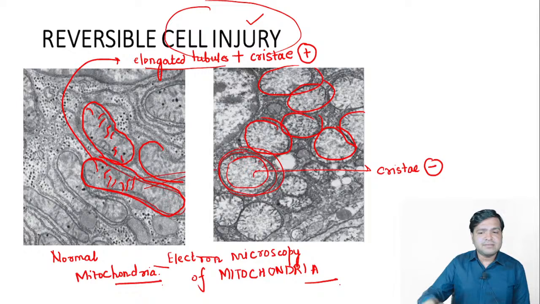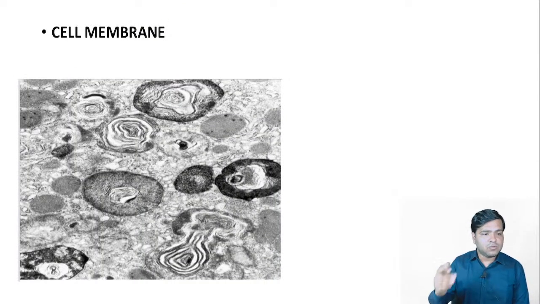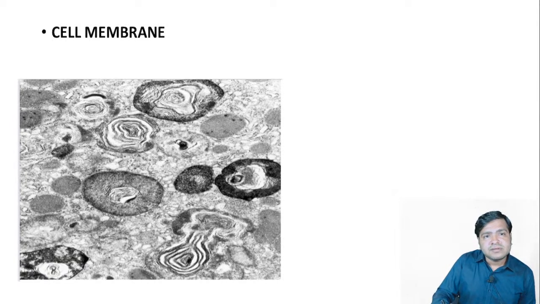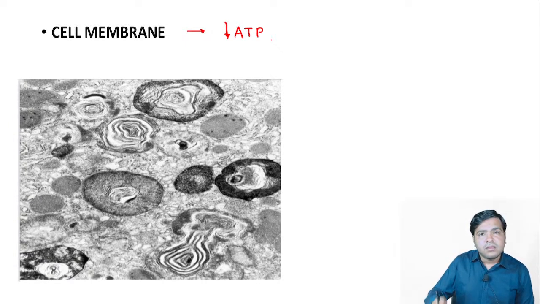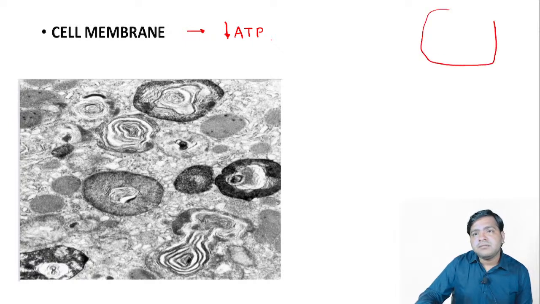So now everyone is aware. The very first one that we will start with in reversible cell injury is the cell membrane. And everyone knows that in the cell membrane there is a decrease in ATP. Now, with a decrease in ATP, everyone knows that in a cell there is a pump which is functioning because of this ATP.